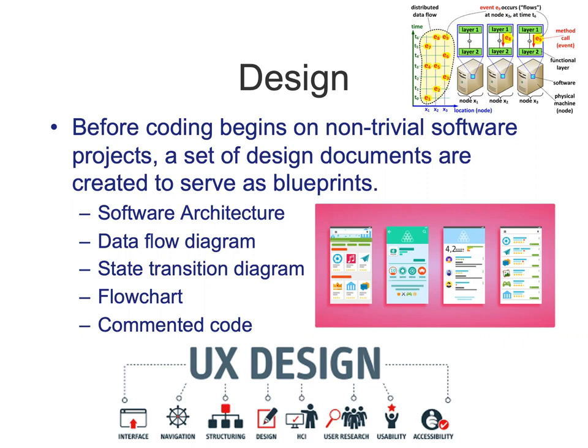Before coding begins in a non-trivial software project, sets of design documents are created to serve as a blueprint: software architecture, data flow diagram, state transition diagram, program flowchart, and commented code. So this is how the UX design looks right here. This is the database, where the data is coming from and how it flows, so the picture in the corner that you're looking at is a representation of that data flowchart. And then the pink picture gives you an idea of how the design looks for UI and UX.